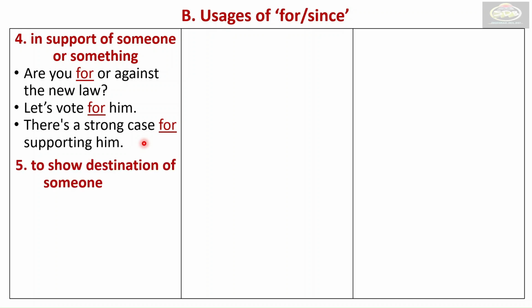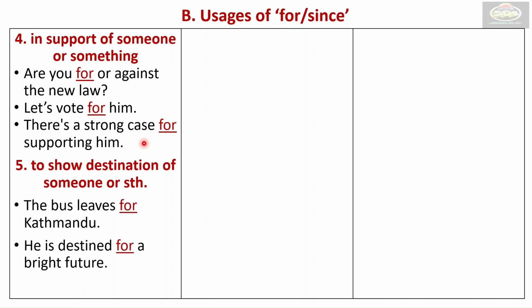Next use, to show destination of someone or something. Example, the bus leaves for Kathmandu. It means the destination of the bus is Kathmandu. Leaves for Kathmandu means the bus is going to Kathmandu. He is destined for a bright future. He is surely moving towards a bright future.